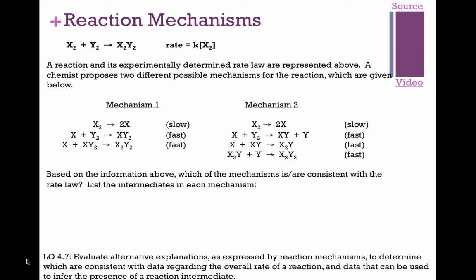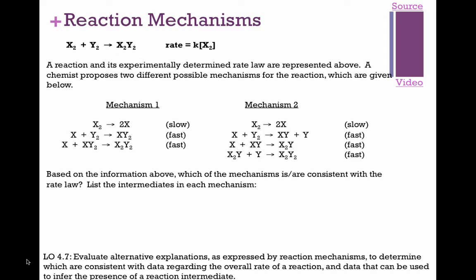And notice the slow step is the first step, which means, how do we find the rate law in a mechanism? Use the slow step, right? It's going to be the same as the slow step. So what we need to do is we look at this and we see, okay, rate equals k times the concentration of X2. But now the difference is this is 3 steps, this is 4 steps. Based on the information above, which of the mechanisms is or are consistent with the rate law, and then list the intermediates.